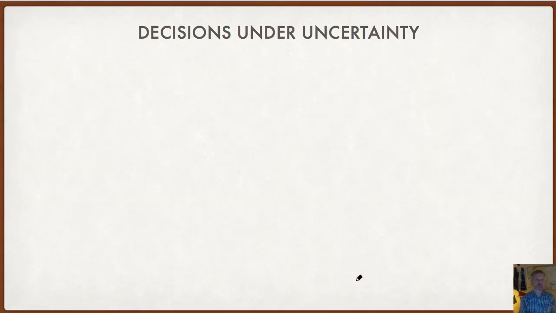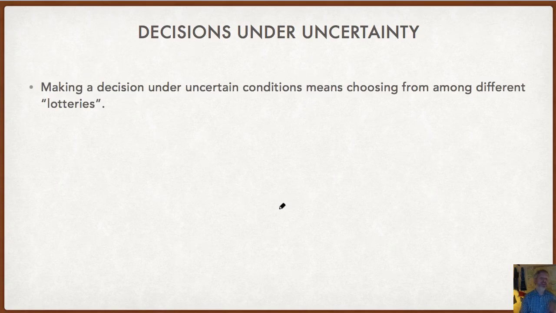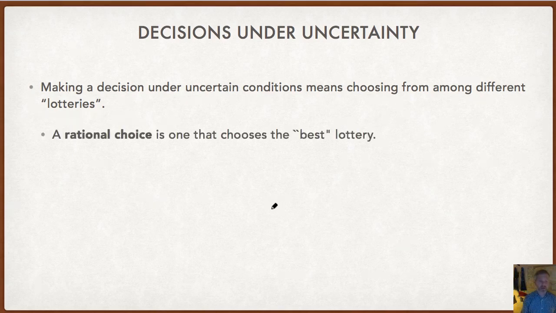All right. So now, how do we think about agents making decisions when there is uncertainty? Making a decision under uncertain conditions means choosing from different, we're going to call them lotteries. So if I pick an action, there's some random chance that this happens, and there's some random chance that that happens. That's why we call it a lottery. A rational choice is the one that chooses the best lottery, or the lottery for which there is no better lottery.